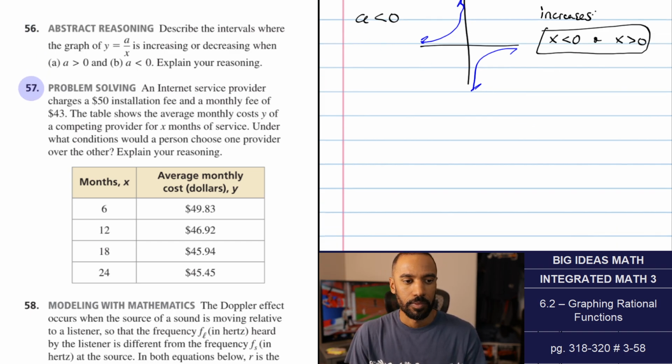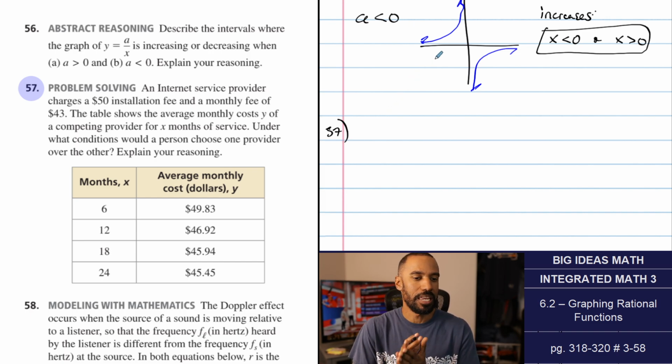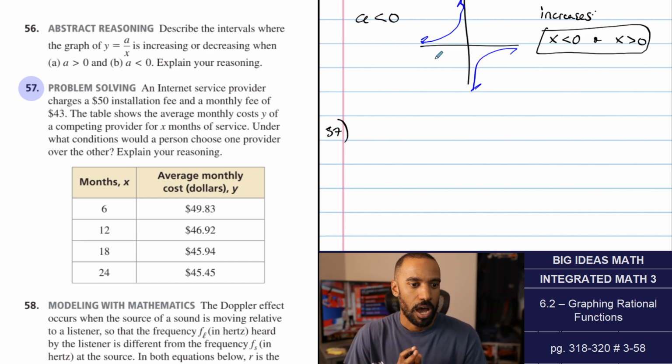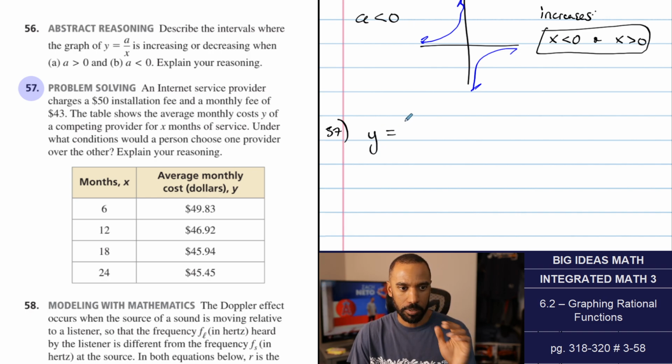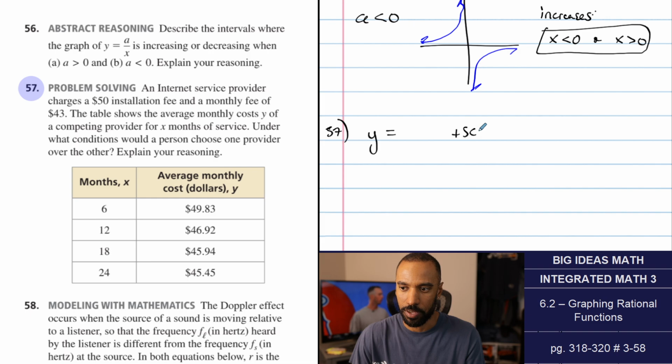Number 57, problem solving. An internet service provider charges a $50 installation fee and a monthly fee of $43. The table shows the average monthly costs y of a competing provider for x months of service. Under what conditions would a person choose one provider over the other? Explain your reasoning. So let's come up with an equation for this other one here. Not the table one, but the information: the $50 installation fee and monthly fee of $43, and we're talking about x months of service.